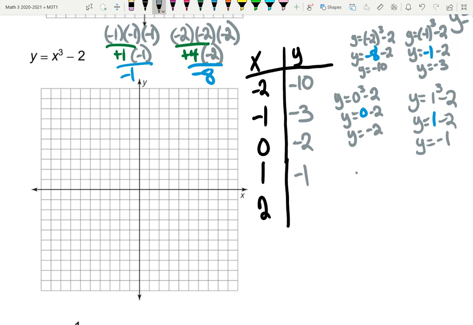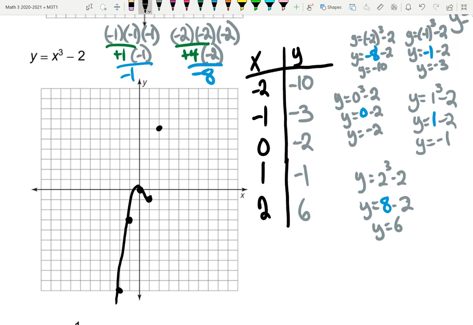My final one, y is equal to 2 to the third minus 2. 2 times 2 times 2 is 8, minus 2. Y is going to be 6. And I can graph these: -2, -10, -1, -3, 0, 0, 1, -1, and then 2, 6. This is the graph of my original.